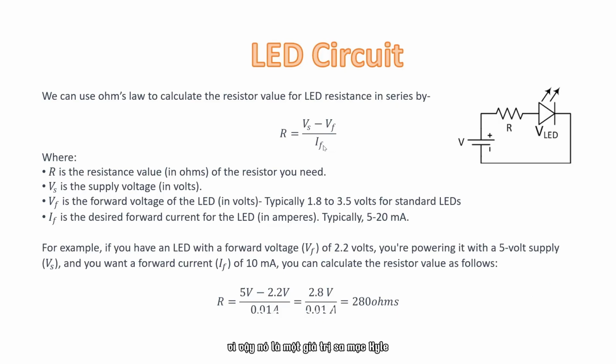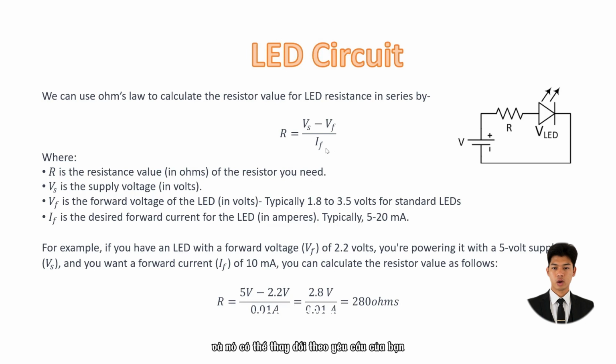So it is a desired current value, and it can vary according to your requirement. If you want higher lumens, you will need to increase this value. If you need lower lumens, you can decrease this value. But there is a maximum limit that the LED can tolerate. So to limit the current in a safe range, we need to put a resistor in series with the LED. And here's an example.